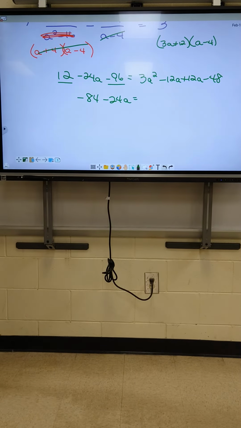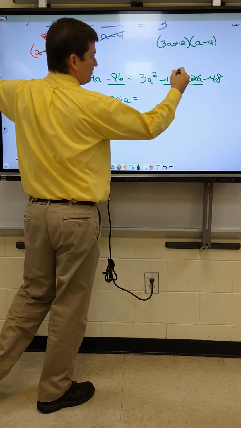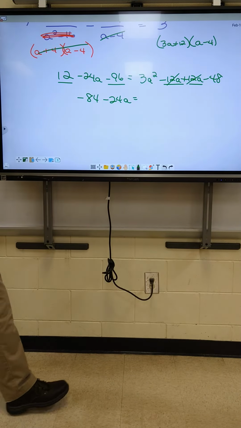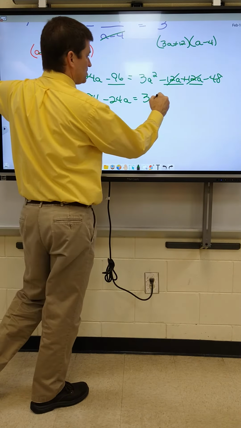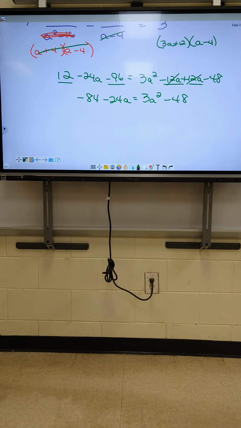Alright, so we're good on the left side, right? What can I combine on the right side that are like terms? Negative 12 and positive 12 cancel out. You can go ahead and just get rid of those. So just bring down 3a squared minus 48. I think we've done this problem before.